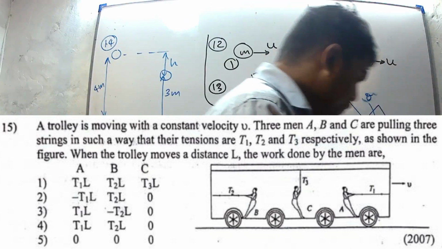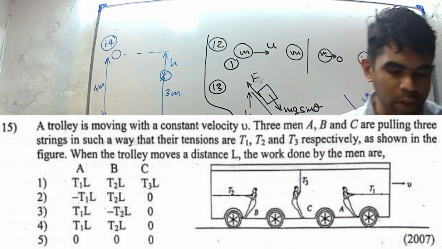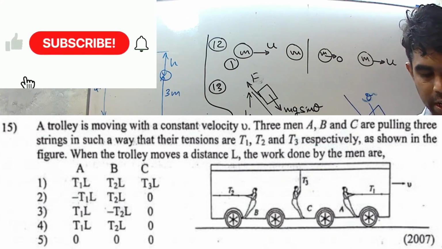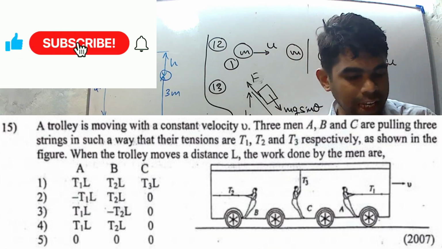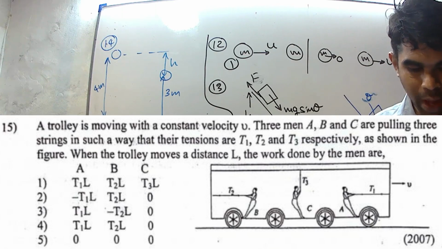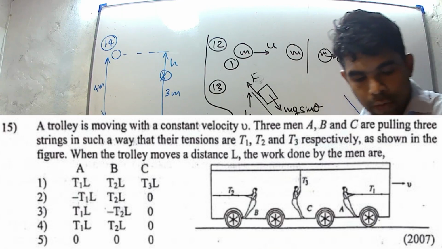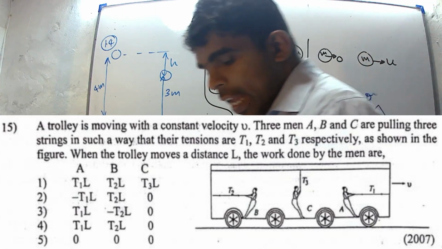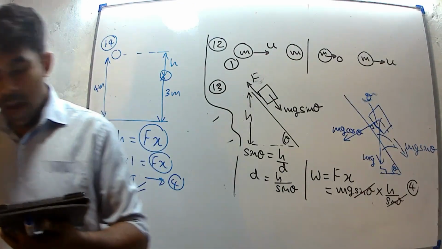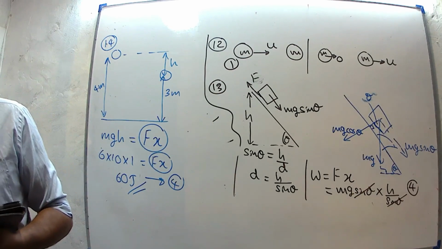Then question number 15. A trolley is moving with a constant velocity v. 3 men A, B and C are pulling 3 strings in such a way that their tensions are T1, T2 and T3 respectively, as shown in the figure. When the trolley moves distance L, we have to find the work done by the men.